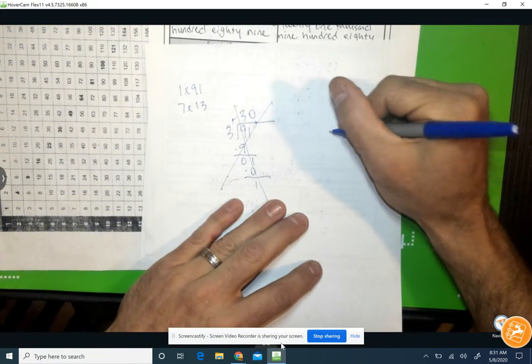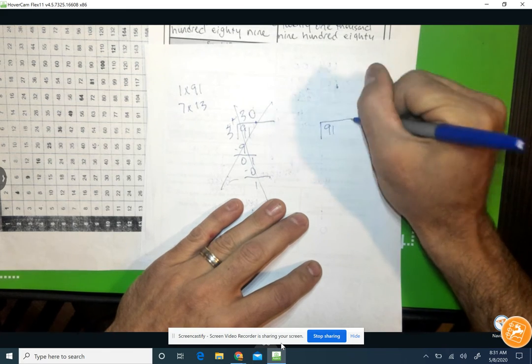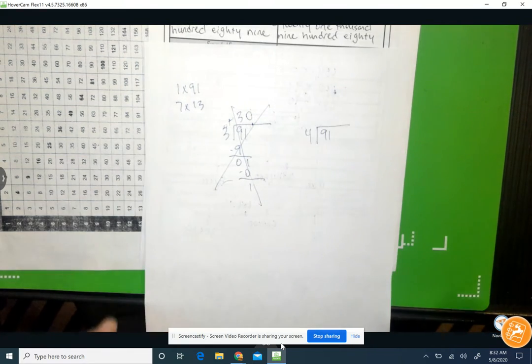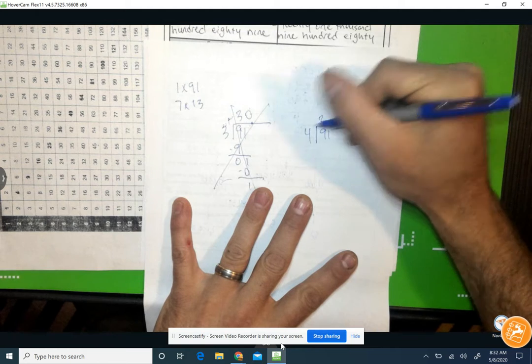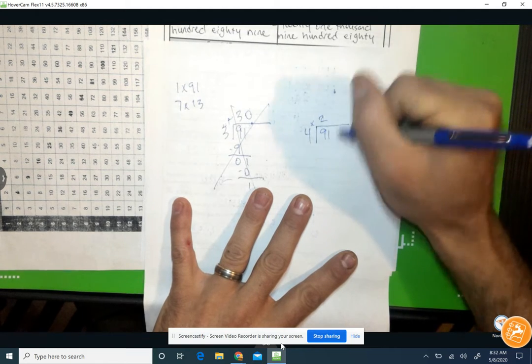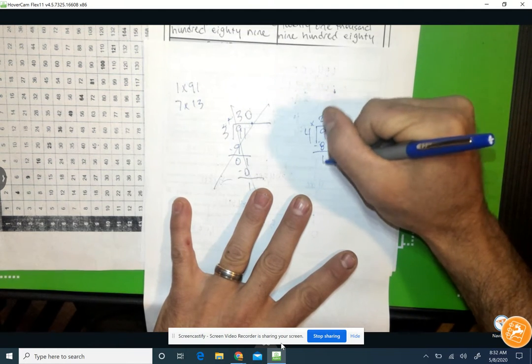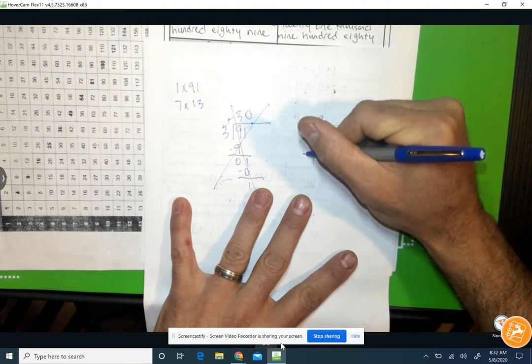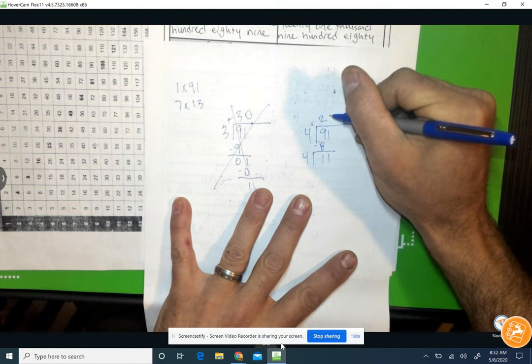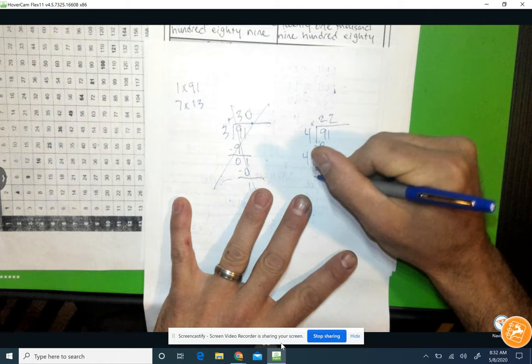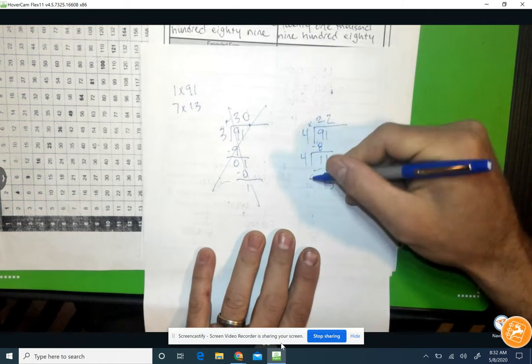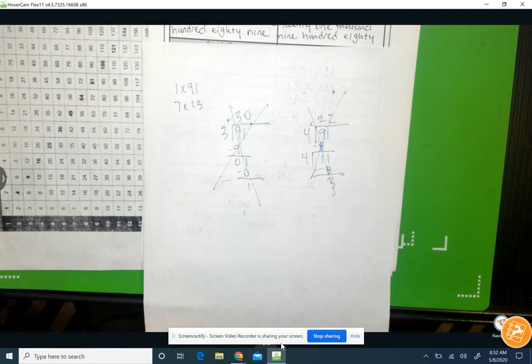We can try 4, but 4 is often connected to 2. So we can see if we can get close here. 4 times 2 is 8. Subtract, bring down your 1. 11 is not going to go evenly. We're going to have a remainder of 3. So 4 is not a factor.